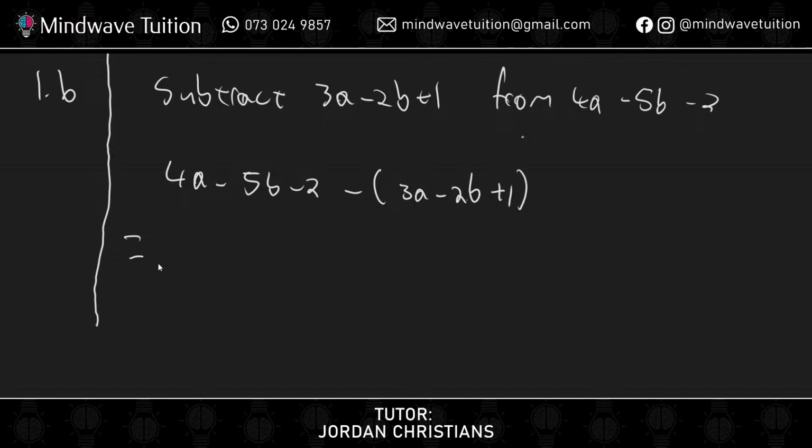So we aren't doing anything with this just yet, so we'll bring it down, and now we need to bring this negative in. So negative of a positive will just give us a negative 3a, a negative of a negative will just give us a positive, and a negative of a positive will give us a negative. So all I've done was just bring in this negative here. Just highlight it a little bit.